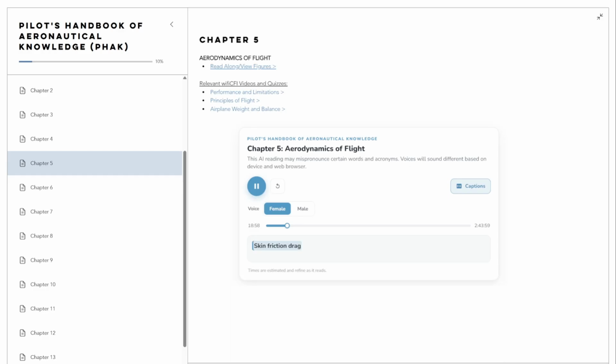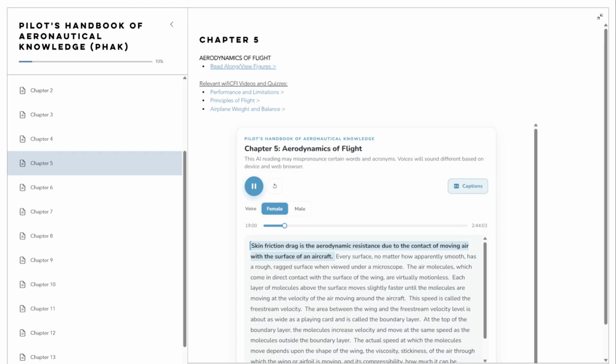Skin friction drag. Skin friction drag is the aerodynamic resistance due to the contact of moving air with the surface of an aircraft. Every surface, no matter how apparently smooth, has a rough, ragged surface when viewed under a microscope. The air molecules, which come in direct contact with the surface of the wing, are virtually motionless. Each layer of molecules above the surface moves slightly faster until the molecules are moving at the velocity of the air moving around the aircraft. This speed is called the freestream velocity.